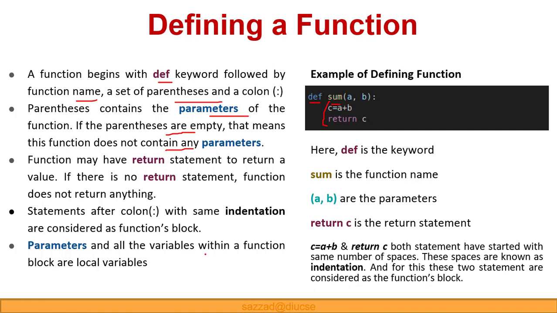Parameters and all the variables within a function block are local variables. So all the variables we declare inside a function are considered local variables. You can see the def keyword used, then the sum function, where a and b are the parameters and c is the return value. So it will return the summation of a and b to the sum function.